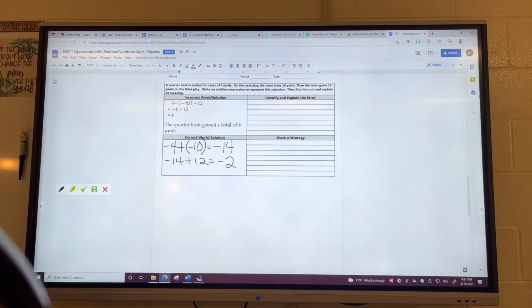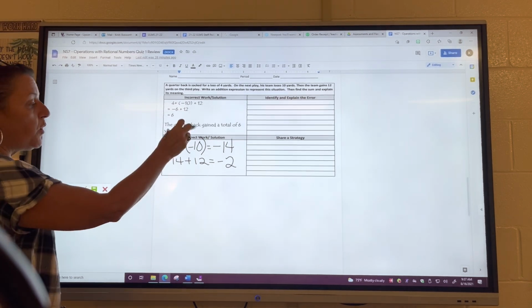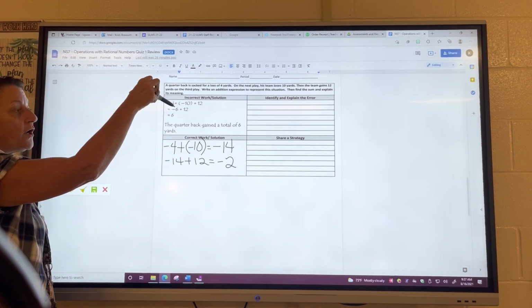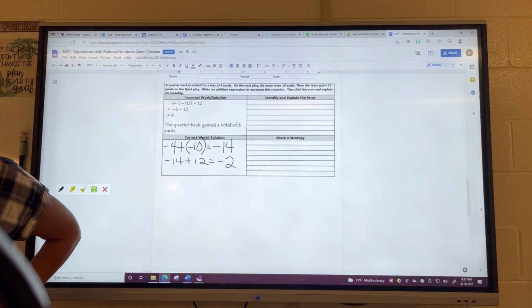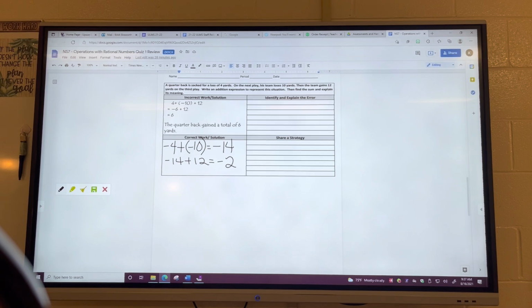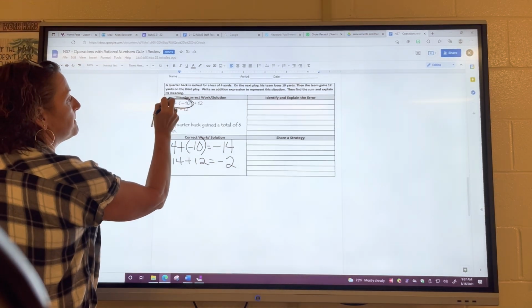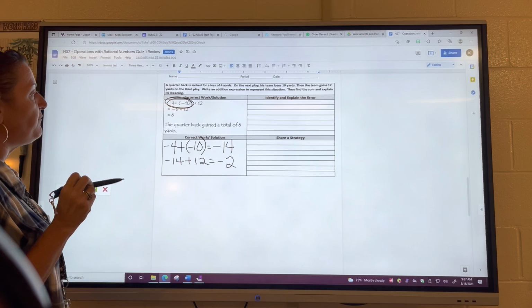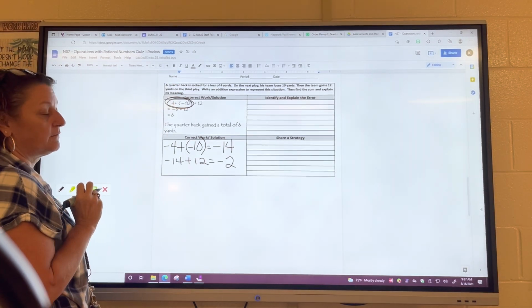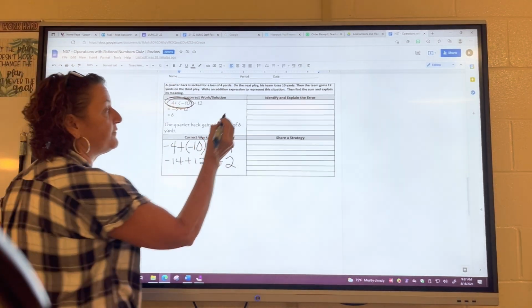So now, look at our work. Look at their work. And circle what they did wrong. Where do you think their mistake was? On the board. Right here. They represented the 4 with a positive instead of a negative, didn't they? So the 4 should have been positive. The 4 should have been positive.